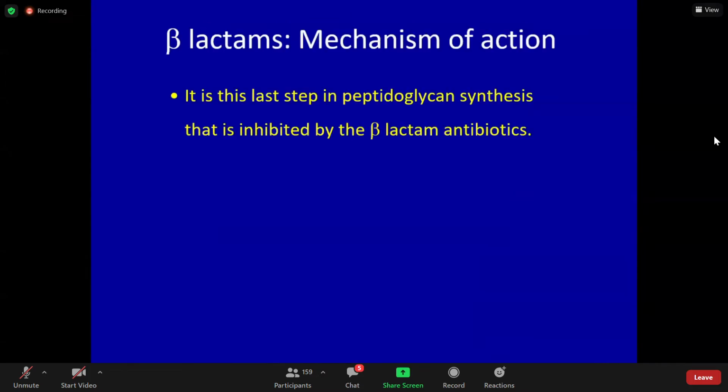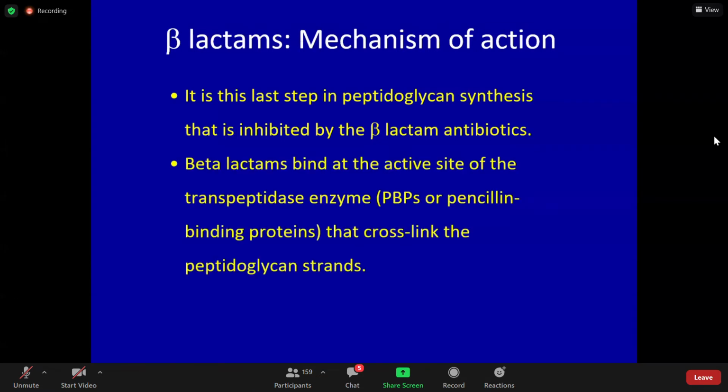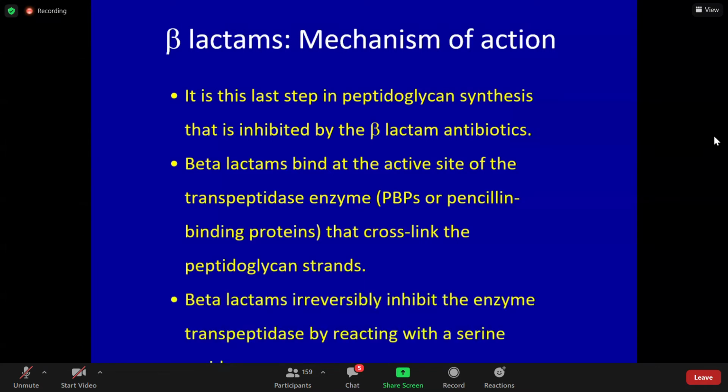So it's the last step in peptidoglycan synthesis that is inhibited by the beta-lactam antibiotics. PBPs are transpeptidase. Beta-lactams bind with the active site of this enzyme and inhibit it. Beta-lactam irreversibly inhibits the enzyme by reacting with the serine residue.